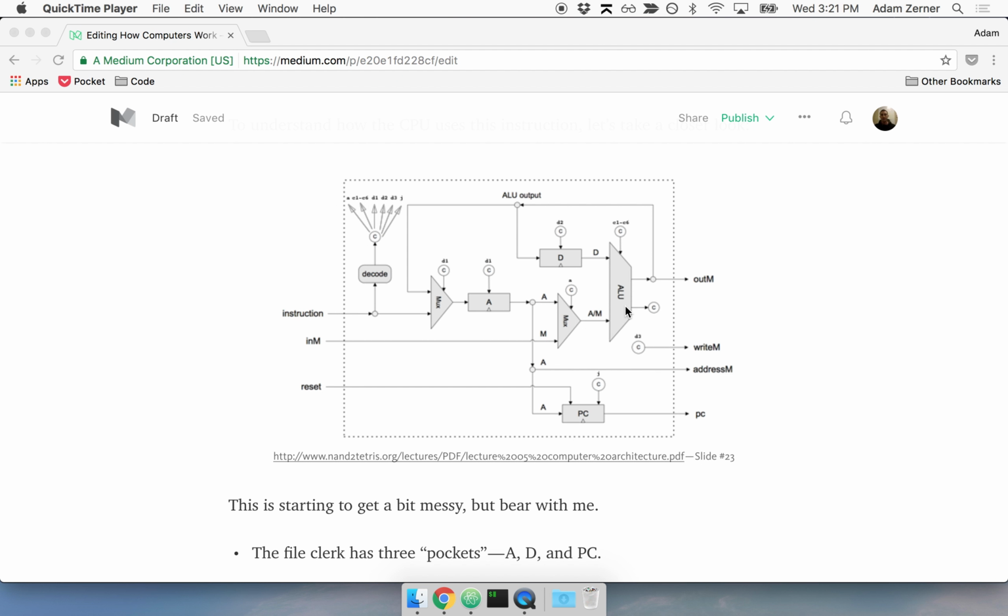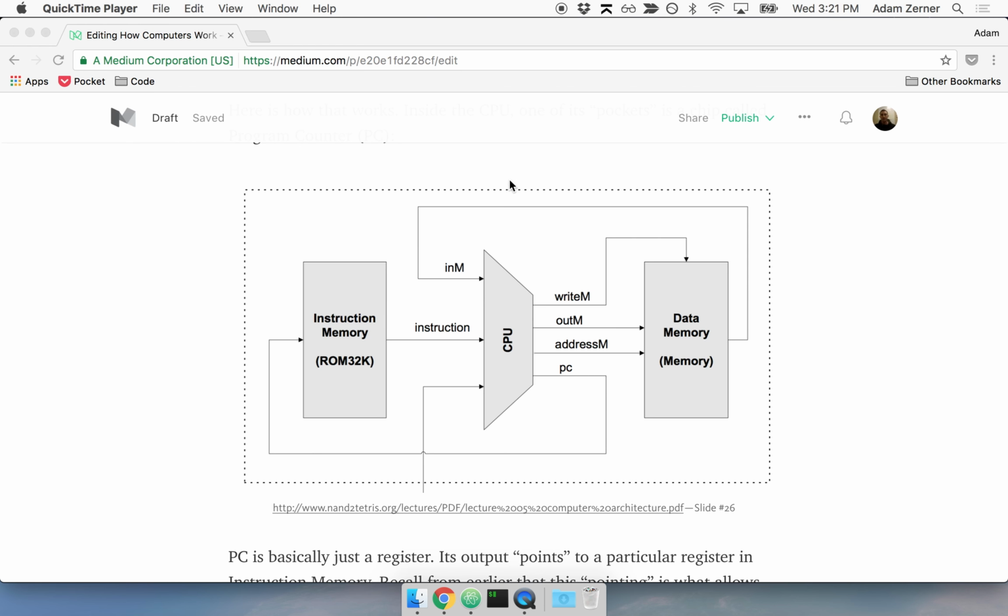Okay, so let's start talking about what the CPU does with this instruction. So one thing that it does is that it decides whether to send an A or an M into the ALU. The M is whatever register is being looked at here. It's getting fed in this way.